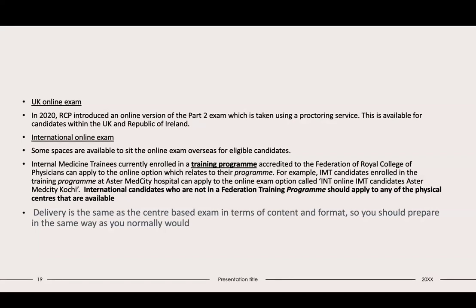So in 2020, the RCP, Royal College of Physicians, introduced an online version of the Part 2 exam, which is taken using a proctoring service. This is available for candidates within the UK and the Republic of Ireland. For the international online exam, some spaces are available to sit the online exam overseas as well. Internal medicine trainees currently enrolled in a training program accredited by the Federation of the Royal Colleges of Physicians can apply for the online option, which relates to their program as well.